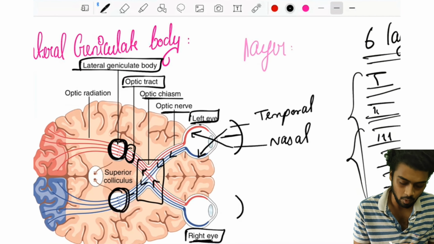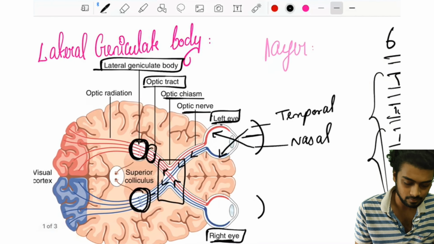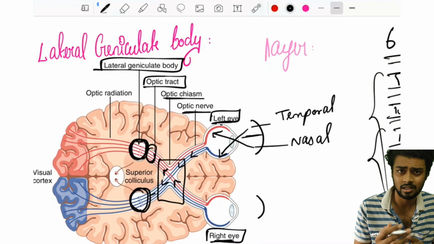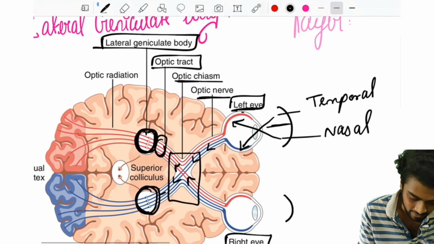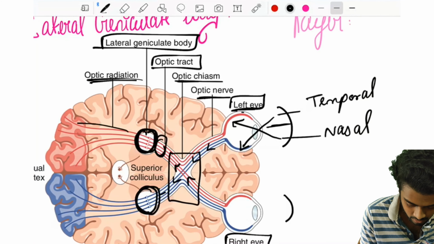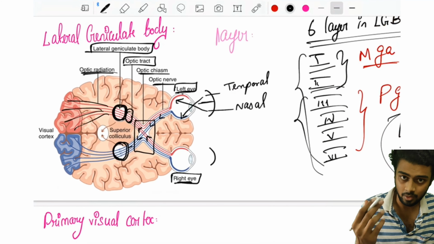From the lateral geniculate body, they are going to the primary auditory cortex. Brodmann area number is 17. Okay, so via optic radiation, they are going to the primary auditory cortex. Okay, primary auditory cortex. Let's see.